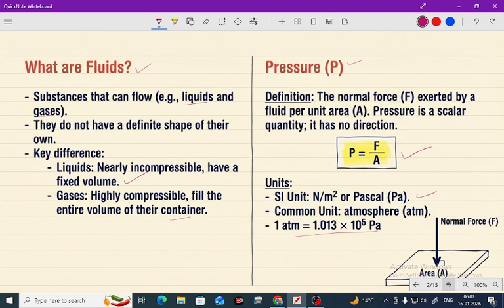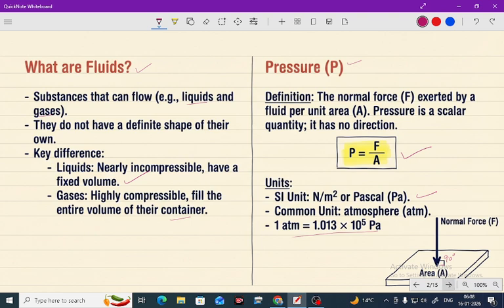This is the standard pressure. And you see, if this is the area, the normal force means perpendicular to the area. Perpendicular means 90 degrees to the area. That is known as normal force, perpendicular to area. So the normal force exerted by a fluid per unit area is the pressure, right?